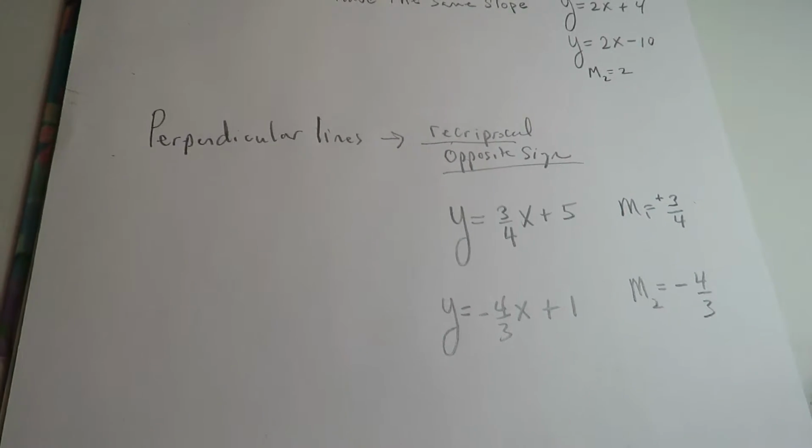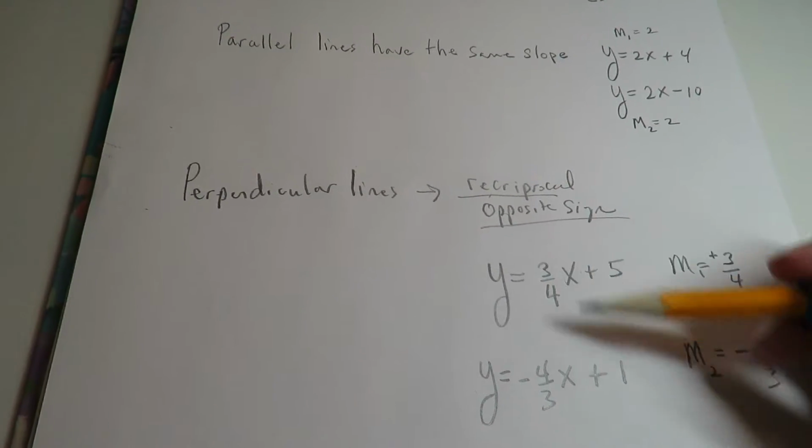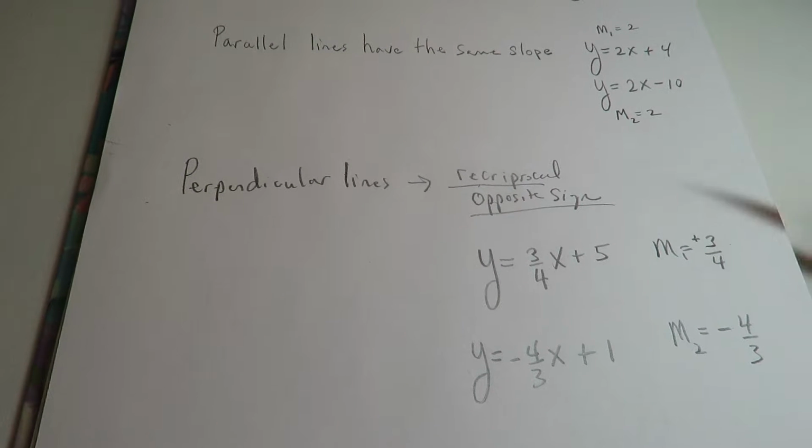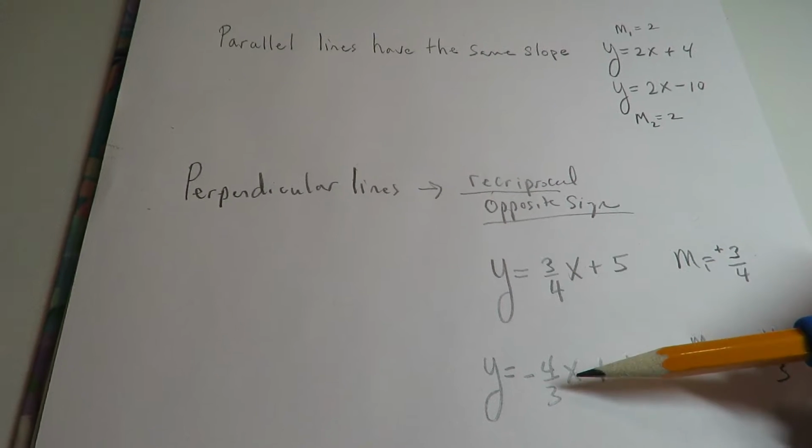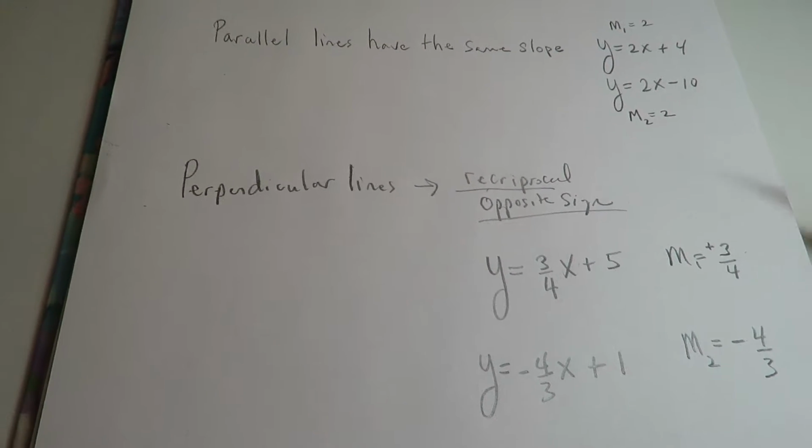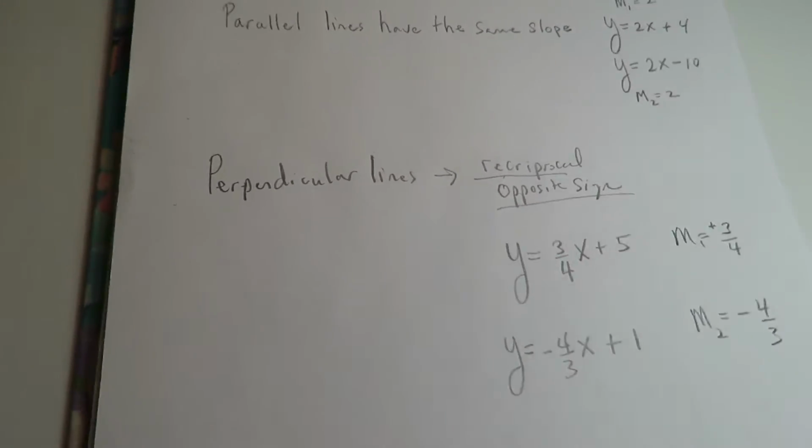I'm just doing something random here. We'll do something more specific in a minute. I'm just trying to make my point. So these two lines would be perpendicular because they are reciprocal and opposite sign of each other. Okay, so let's do one similar to what you'd have to do.